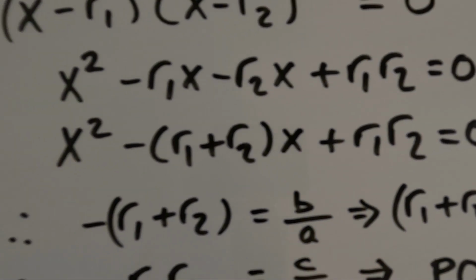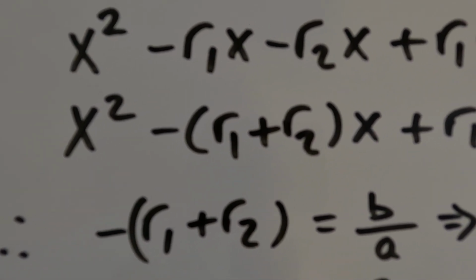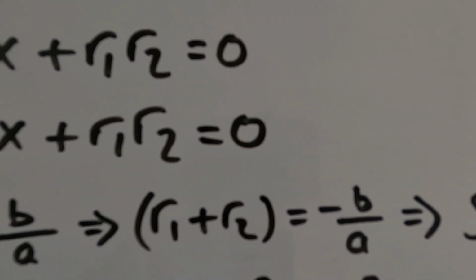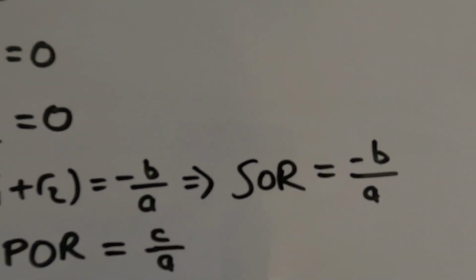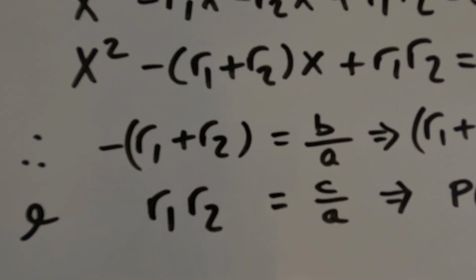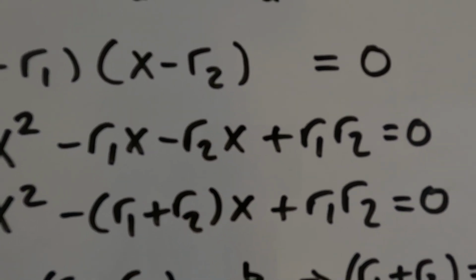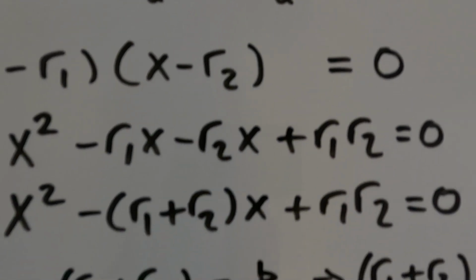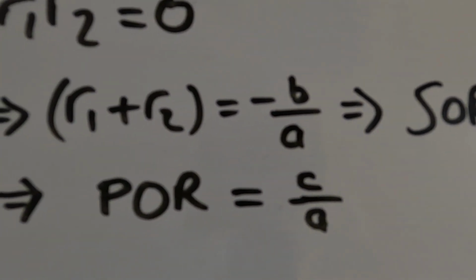So now we can finish off the problem. So when we compare coefficients, we get minus, all in a bracket, r1 plus r2 is equal to b over a, because that's the coefficient of x. So that implies r1 plus r2 is equal to minus b over a. So that implies the sum of the roots is equal to minus b over a. So that's that proved. And then r1 r2, when we compare coefficients, well, that's just the constant term on the end. So that's equal to c over a. So that's a lot easier to prove. So that means the product of the roots is c over a.